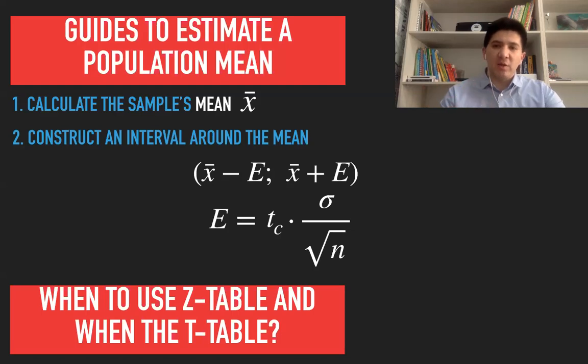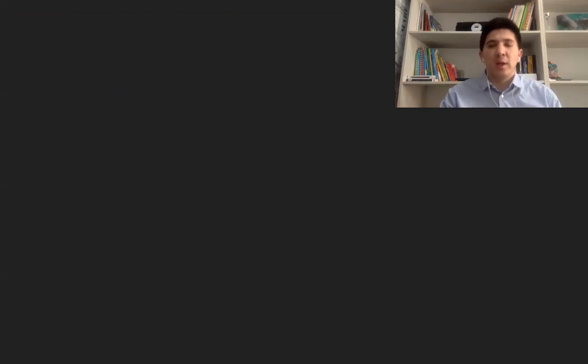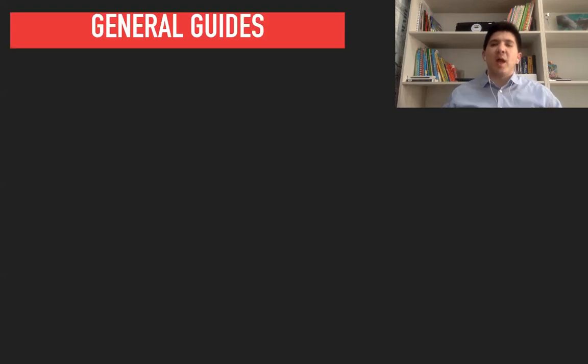So I would like to give you the pseudocode, or the algorithm, of what you need to do step by step in order to know when to use the z-table and when to use the t-table. Let's assume I give you a sample and ask you: here is a sample, estimate the population's mean. You just take the sample and go through the following steps.